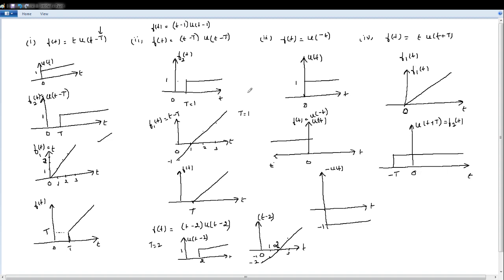Now, why I have taken f of t is equal to t as starting from 0 is because here u of t minus t was starting from a positive value of t to the right of 0. But that doesn't mean that f of t doesn't have value to the left of t is equal to 0. See, f of t is equal to t, that means at 1 you have 1, at 2 you have 2, at 3 you have 3. But what about minus 1? At minus 1, you have minus 1, this point. At minus 2, you have minus 2. So t is a waveform which goes from minus infinity to plus infinity. So this is f of t in general. Here I have been specific, I have written it to be starting from 0. Now here also I will make it go down.